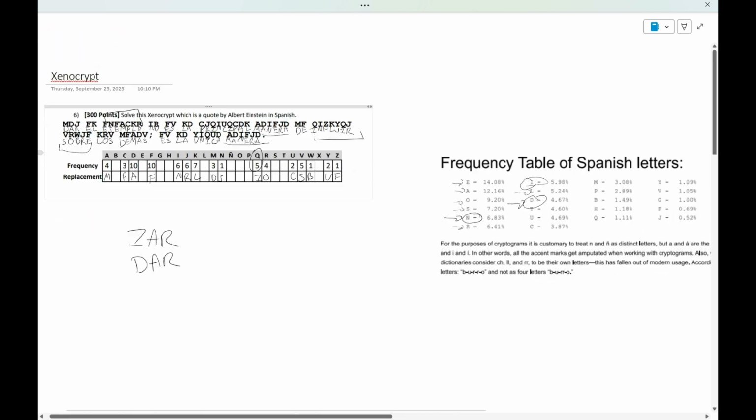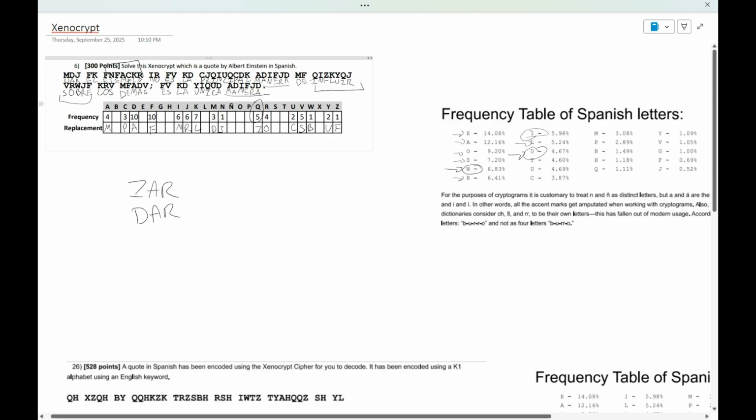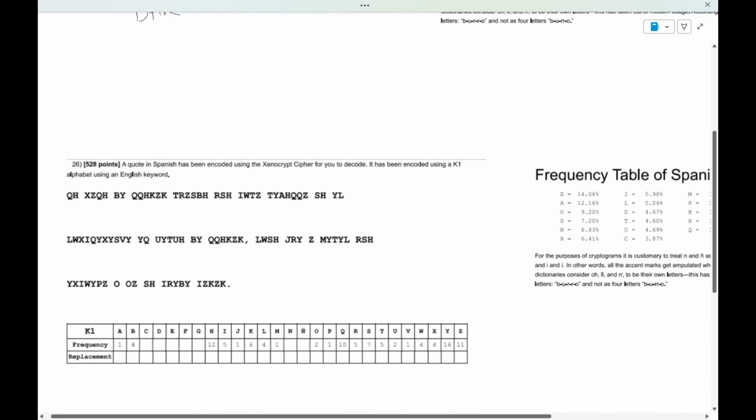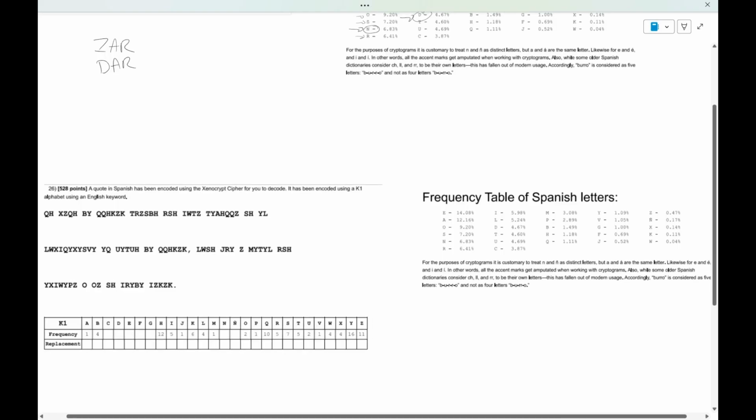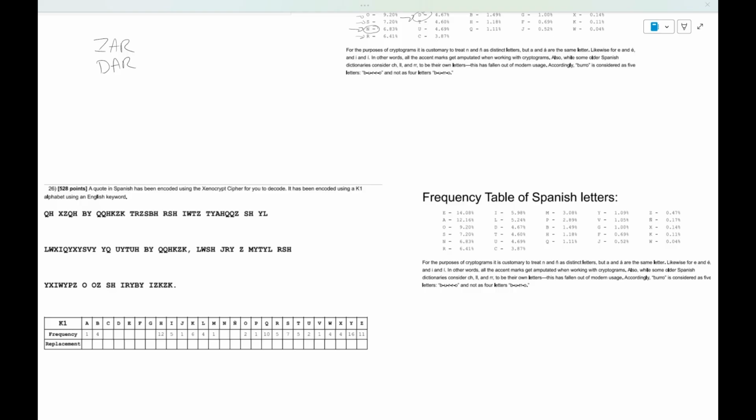But if you haven't taken Spanish, it's going to be really tough for you guys, and I would recommend just to skip the cipher. So now, just for a little bit of practice, I'm going to put this Xenocrypt cipher up and the frequency table right next to it. And like usual, I just want you guys to pause the video and try this out on your own. Okay, so hopefully you paused the video.